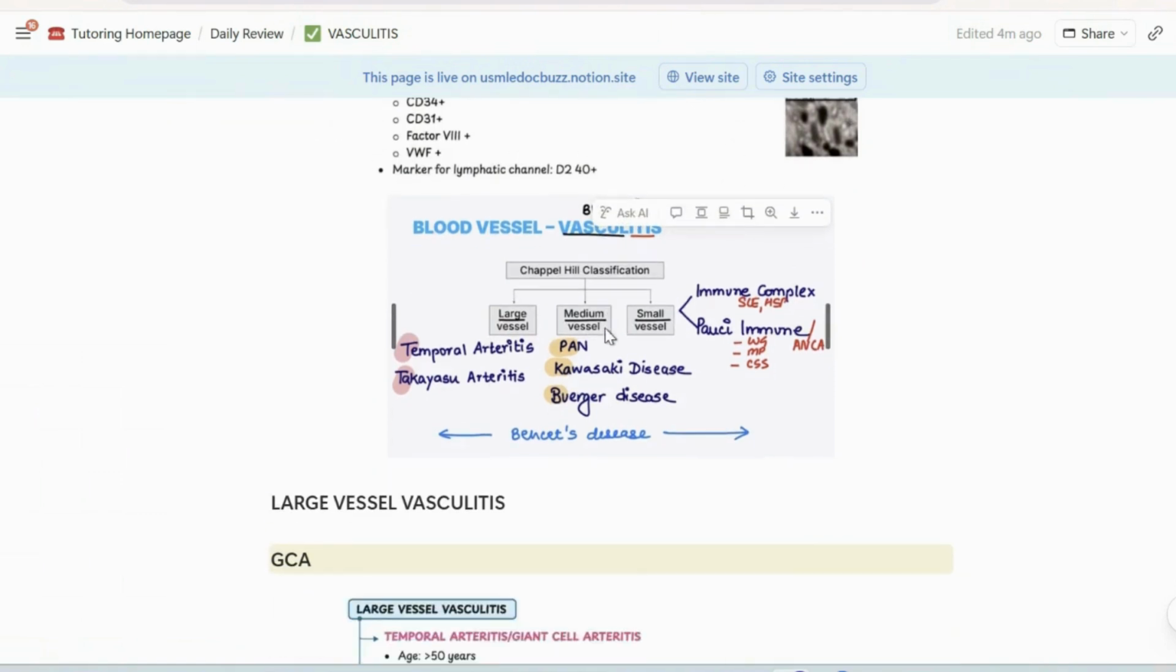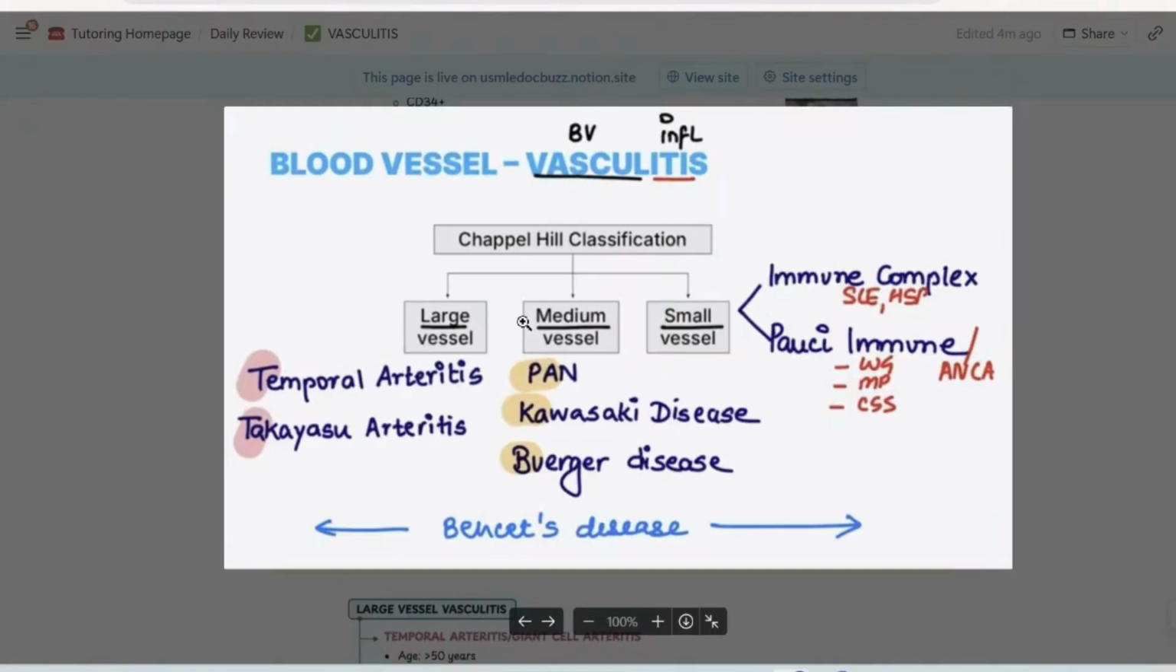Then comes the distinction or classification of vasculitis, right? It's called the Chapel Hill classification: large, medium, small, right? Usually large, the two T's, okay? The two T's are the large ones. The medium vessels are PKB, right? And the small vessels, usually you divide them into pauci-immune versus immune complexes, right?